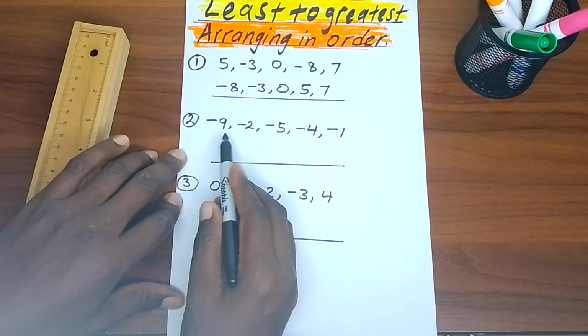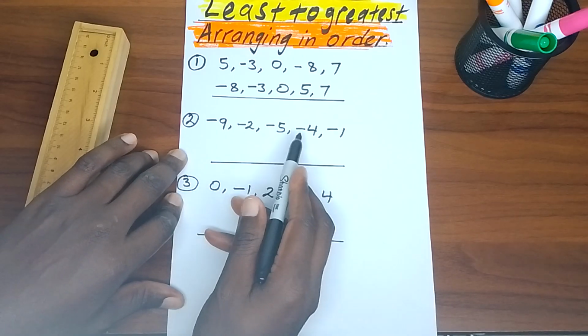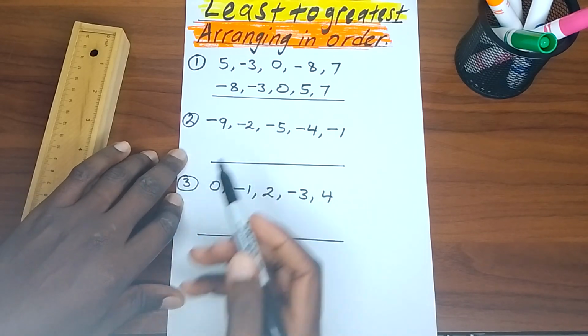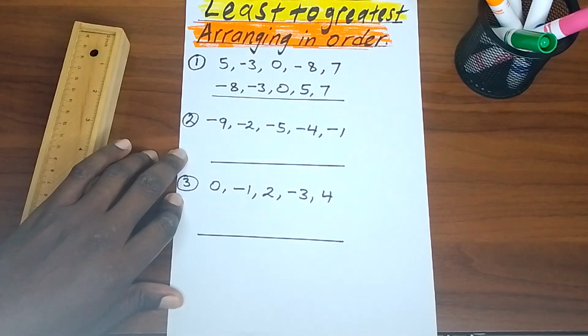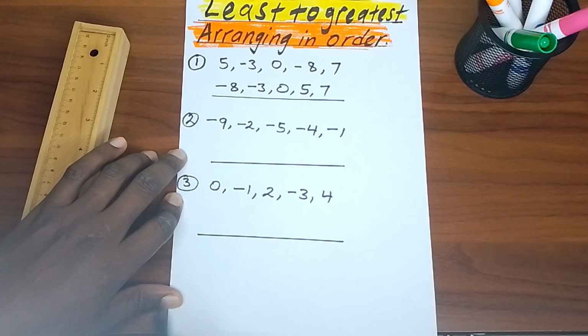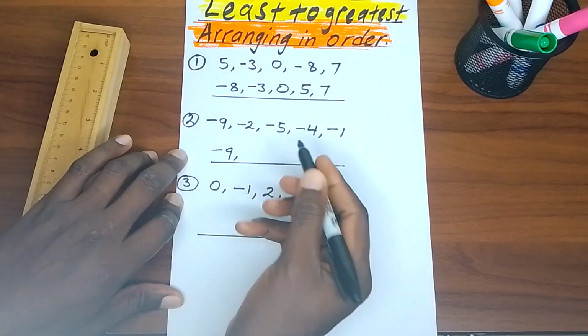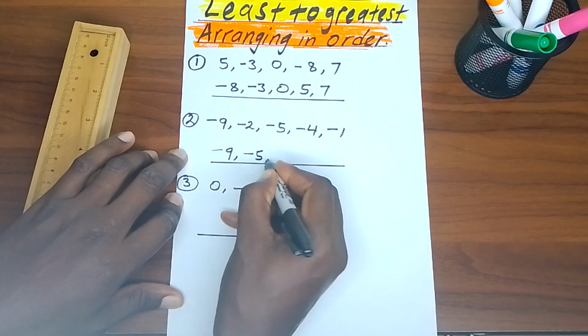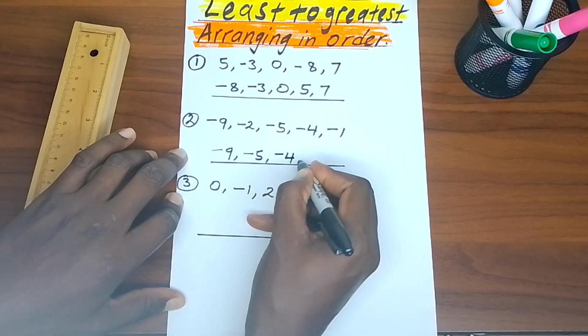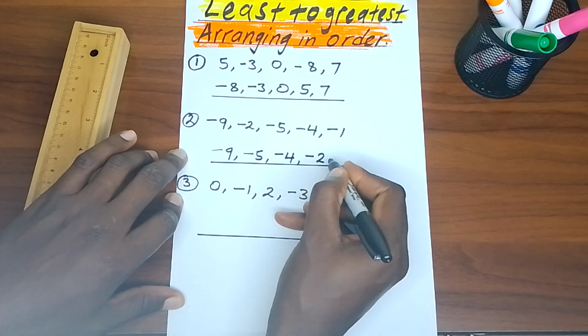We have -9, -2, -5, -4, -1. In our previous example, we have said that the more the number is from 0, that is the smallest number in the negative. So the smallest here will be -9. Then we go to -5. We come to -4. We come to -2.